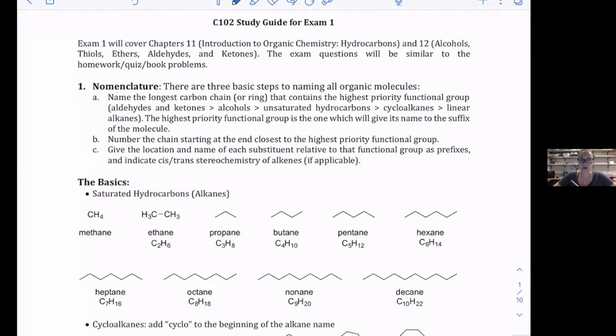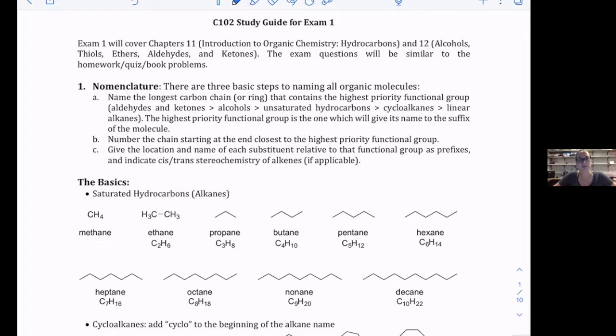So the first thing we're looking over for this exam, we'll be doing chapters 11 and 12, as well as making sure we know those functional groups and the polymers that were additional information. So just nomenclature in general, we've done a lot of nomenclature. There are 3 basic steps overall.